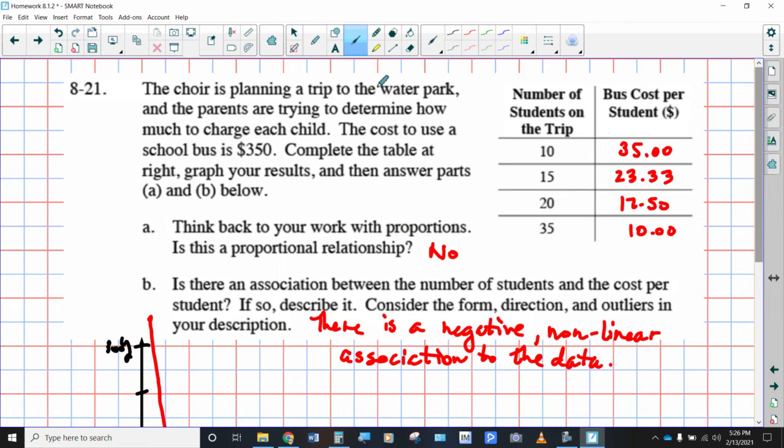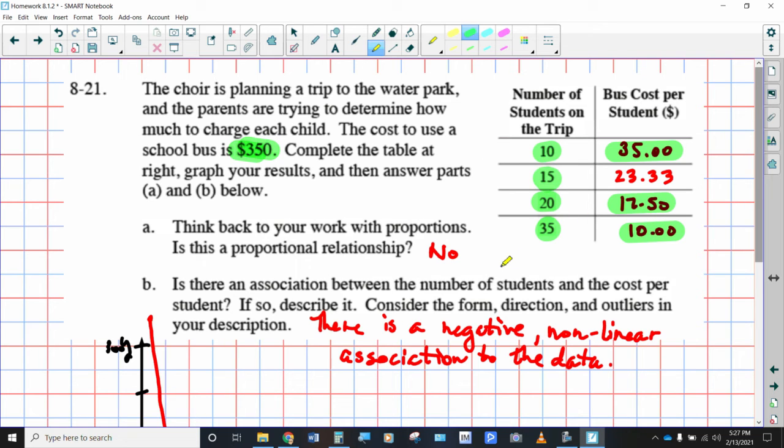All right, the choir's planning a trip to the water park, and the parents are trying to determine how much to charge each child. The cost of the bus is going to be $350. So it doesn't make any difference how many people are on the bus. The bus costs $350. So if 10 people are on the bus, if they split it evenly, they each pay $35. If 20 people are on the bus, 20 times $17.50 is $350, or $350 divided by 20 gives you $17.50. If 35 people ride the bus, each one would pay $10 because 10 times 35 is $350.